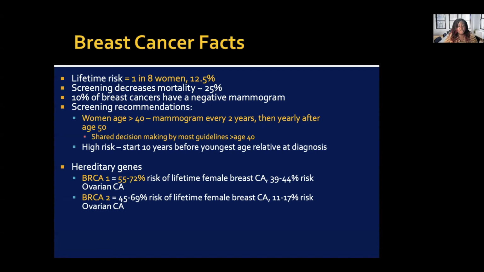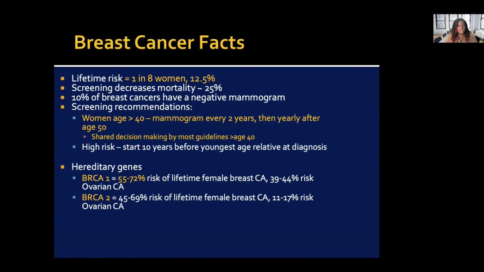High risk patients, you start to screen them 10 years younger than the age of the relative at diagnosis. So, for example, if someone had a mother who was diagnosed at age 46 with breast cancer, then the patient should start screening mammography at age 36. Hereditary genes such as BRCA1 and BRCA2 are very important in breast cancer as well.